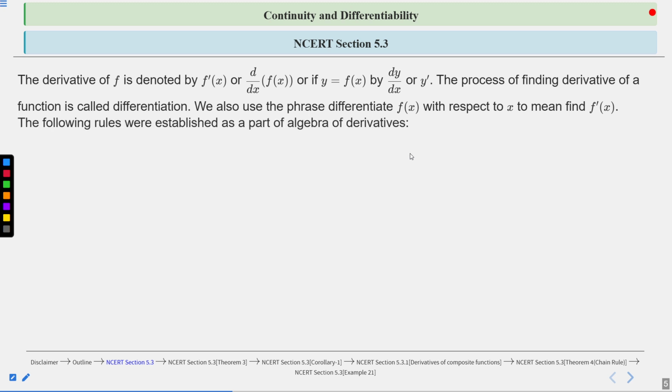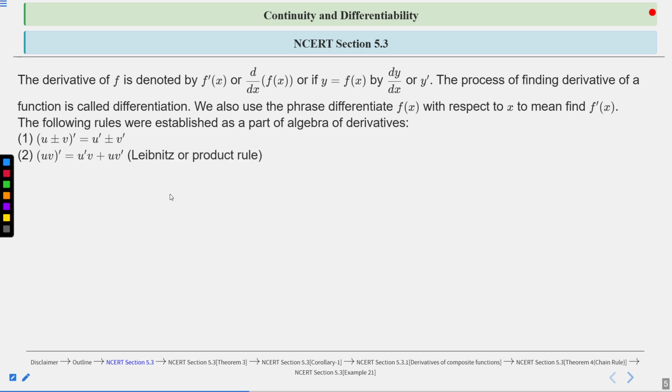The following rules were established as a part of the algebra of derivatives. So we are now discussing the rules of derivatives. The first rule is (u plus minus v) dash will be equal to u dash plus minus v dash. If we have f(x) plus g(x), then the differentiation of f(x) plus g(x) will be f dash x plus g dash x. Clear?